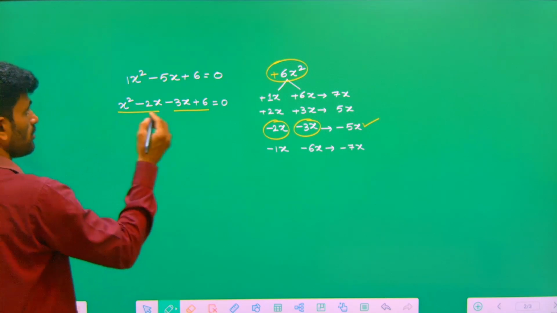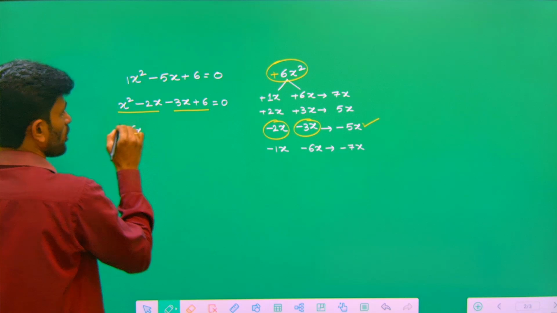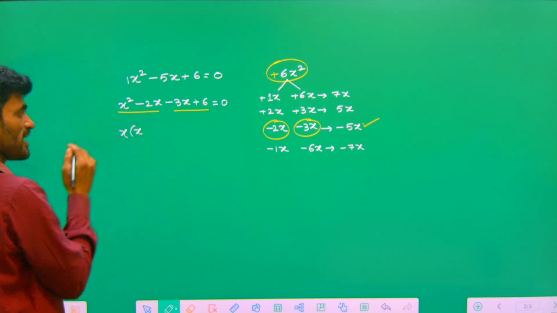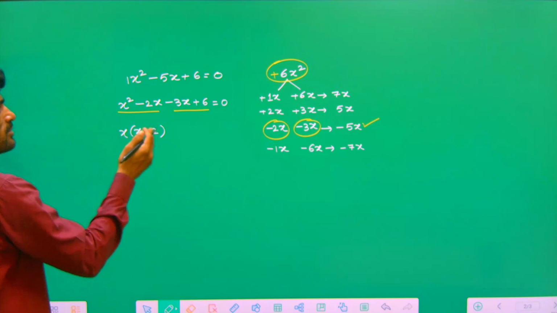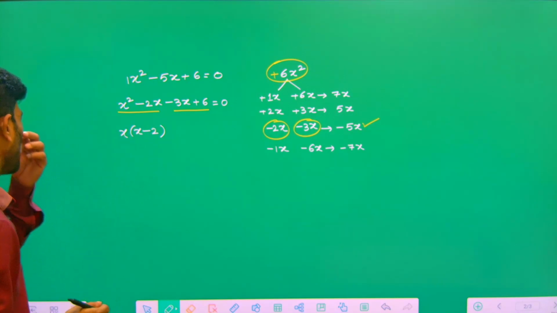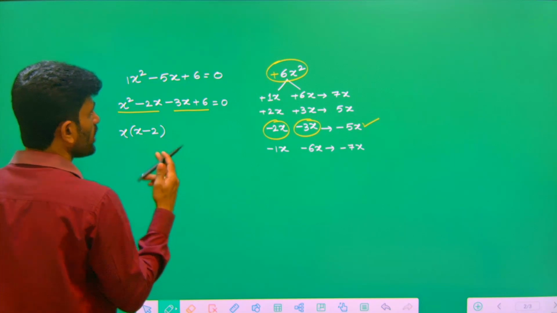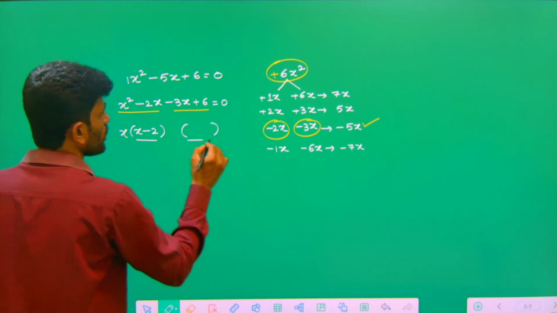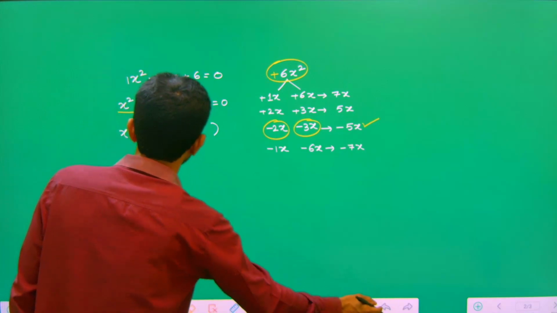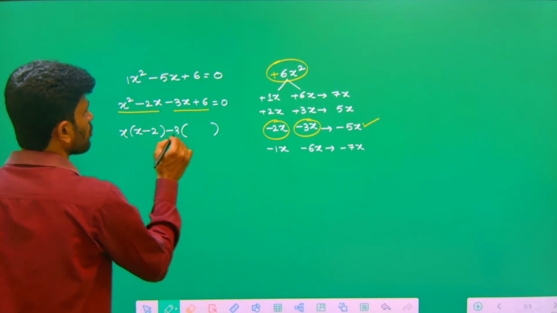We'll see. Now here, x common: x into x is x square. When you take x common, one more x will be left. x minus 2 inside the brackets, because we have taken x common. After that, you remember I told you just now, after taking common, within the brackets you have to get the same x minus 2 again. So to get the same x minus 2, what we have to take common here? Minus 3 should be taken common.